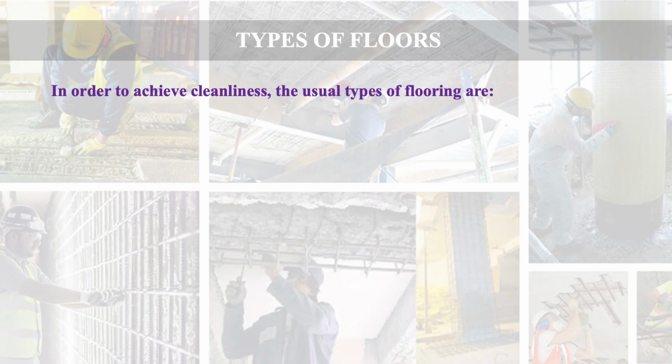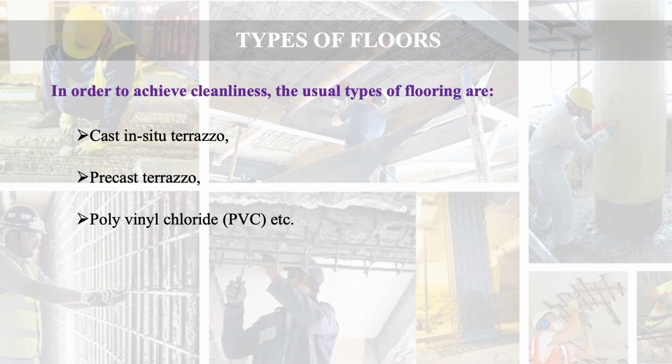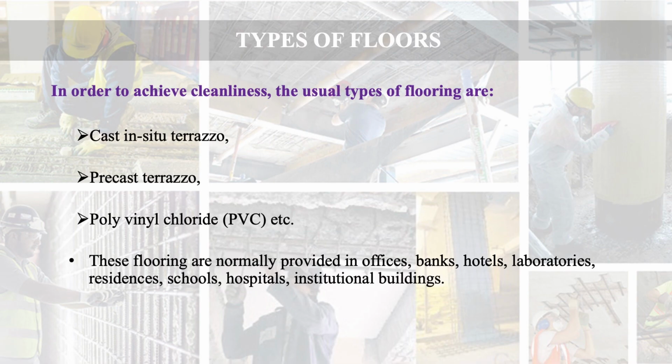So let us see what different floors we can use for different criteria. In order to achieve cleanliness, the usual types of flooring are: first, cast in situ terrazzo; second, precast terrazzo; and third, polyvinyl chloride or PVC. There are some more also like this. These floorings are normally provided in offices, banks, hotels, laboratories, residences, schools, hospitals, and institutional buildings.